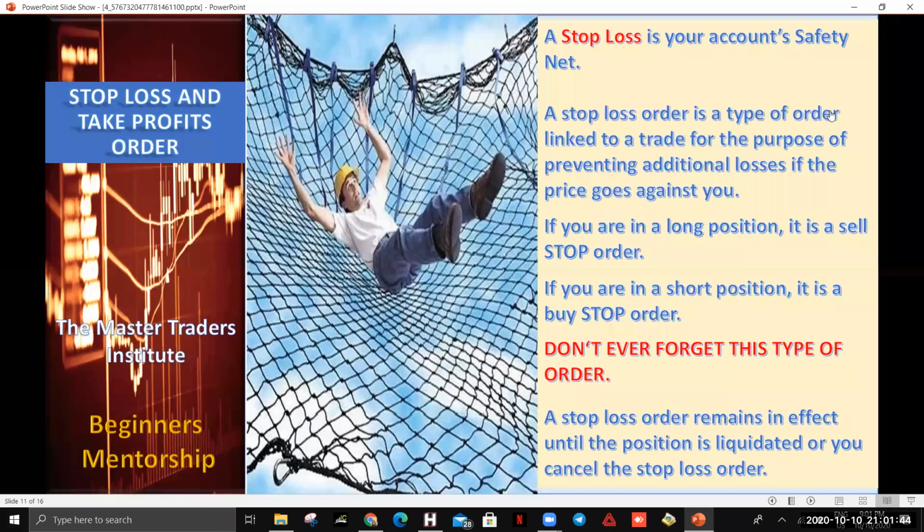A stop loss order is a type of order linked to a trade for the purpose of preventing additional losses if the price goes against you. If you're in a long position, meaning buy, it is a sell stop order. If you decide to buy euro, but unfortunately, instead of the euro increasing, the euro is reducing in value, your stop loss will help you. Maybe you say, I'm going to lose $20. As soon as it comes to $20, it automatically closes that trade for you, and you lose only $20 from that trade. And the other capital is still good and fine for you.